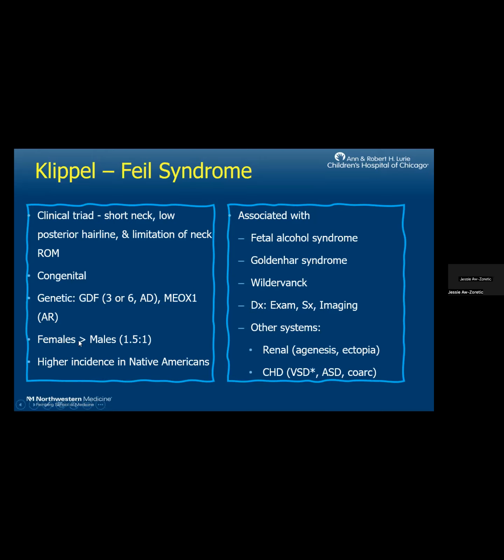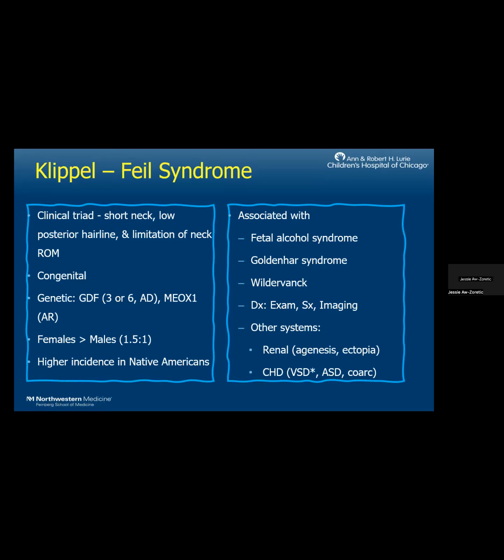There is a slight female predominance in Klippel-Feil Syndrome, with a ratio of 1.1 to 1, and it is found to have a higher incidence in Native Americans. There is an association with other syndromes. In particular, it's found to have an association with fetal alcohol syndrome, Goldenhar, and another entity, Wildervanck, I'm sorry if I'm not saying it correctly, that has anomalies of the eyes, the ears, and cervical vertebral body development.